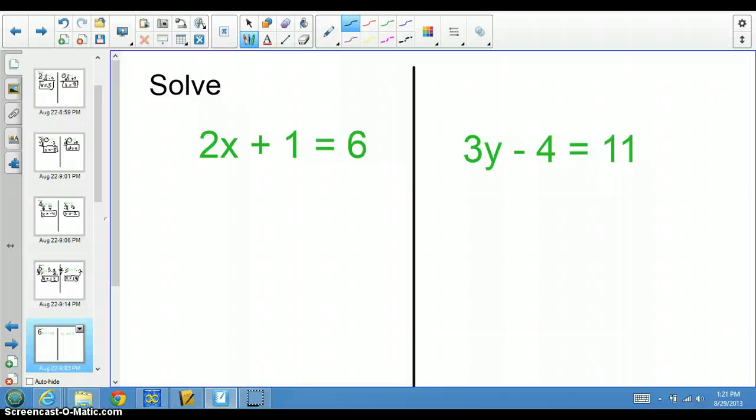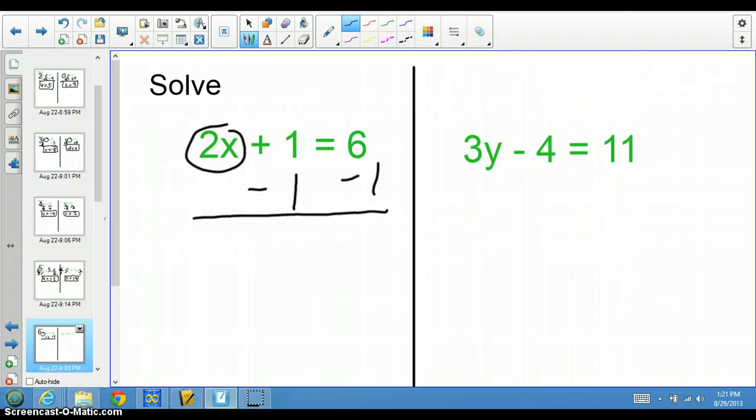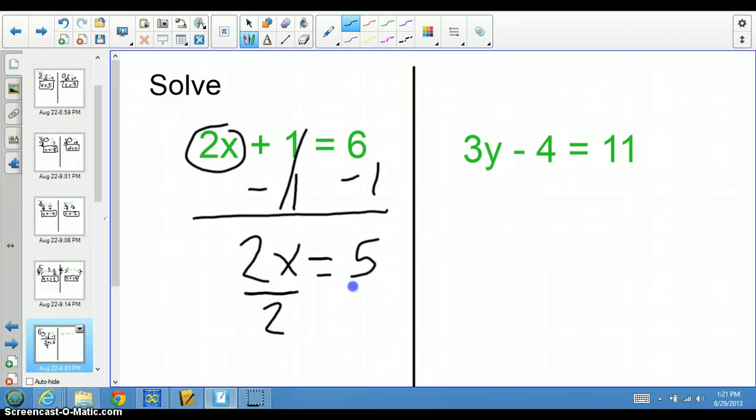Okay, these next ones are two-step equations. Okay, so I'm going to have two steps. So I will, first one here, I'm going to subtract 1 from both sides because I need to get this 2x all by itself. Okay, so I'm going to subtract 1, so I have 2x equals 5. Now I'm multiplying here, so I have to do the opposite and divide. So I have x equals 5 halves. You could write that as 2.5.